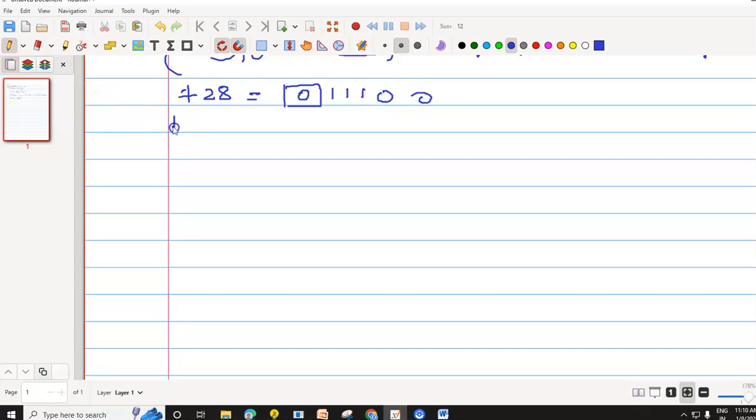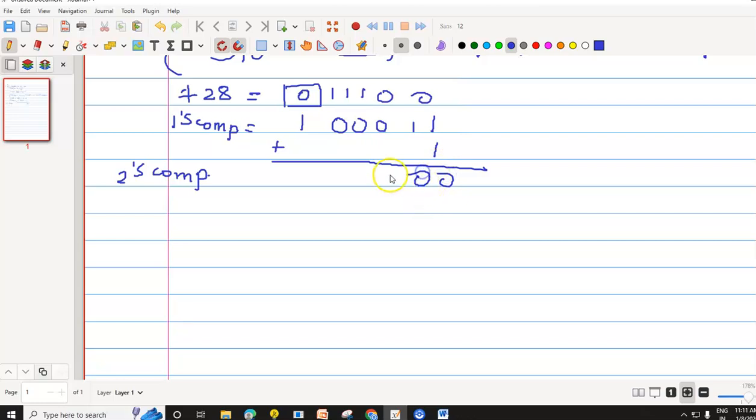Then what we'll do? We'll take 1's complement, which is what? 1 0 0 0 1 1. And then what you have to do? You have to add 1 to it to get the 2's complement, right? So 1 plus 1 is 0 carry 1, 1 plus 1 is 0 carry 1, 1 0 0 1. Okay, so this is the representation of whom? Minus 28.